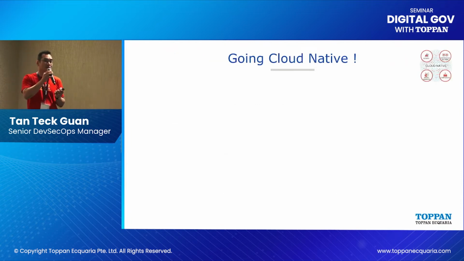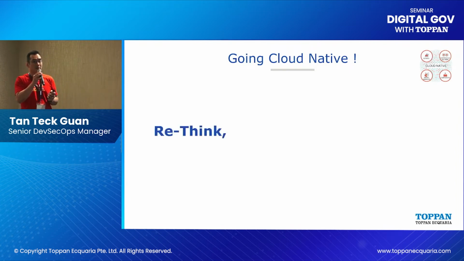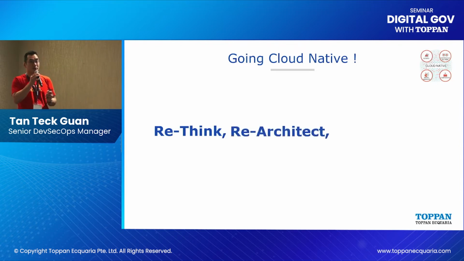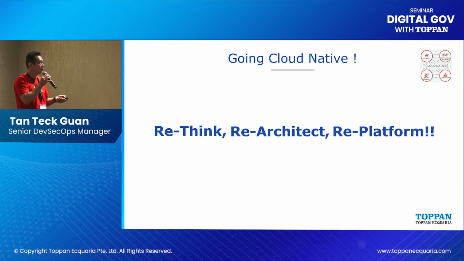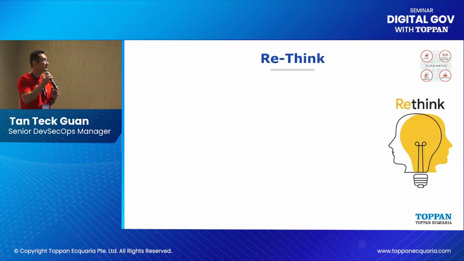So if you ask me, if I want to go cloud native, what are the ways to do so? Maybe in summary, I will give you three words: rethink, re-architect, and re-platform. What do these three words mean? Rethink, re-architect, re-platform. So, rethink.